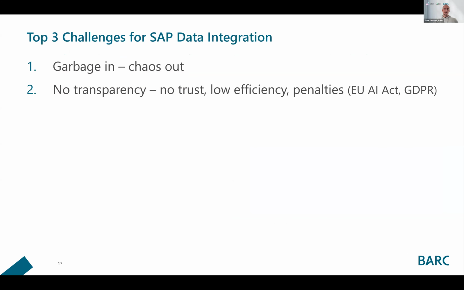The second one here is no transparency, and that's one of my favorite ones, because missing transparency leads to missing trust, to low efficiency. We are not able to automate things, and even to penalties if we violate the EU AI Act, for example, if we are not transparent about our AI actions. And what is transparency really about?